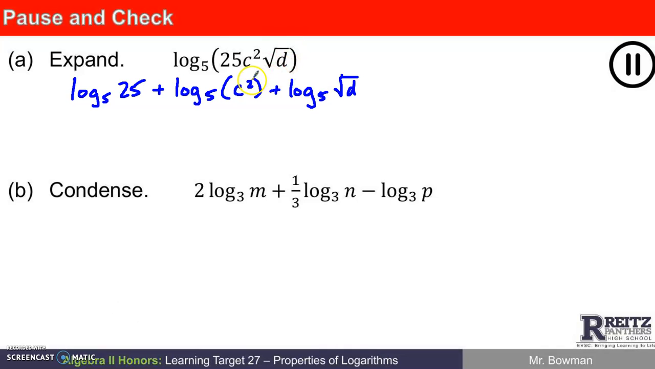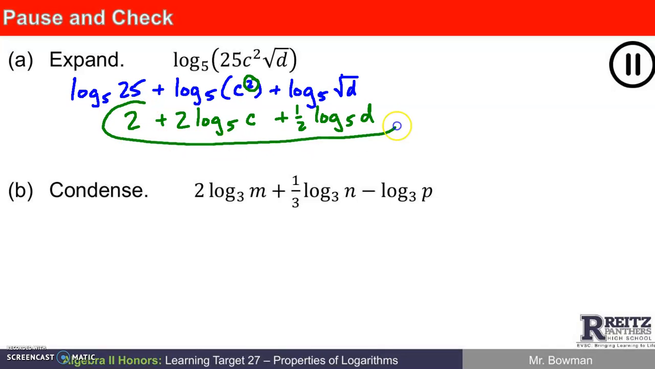I see that I could rewrite the term with a power of 2 here. Can I rewrite this also? Yeah, what power of d is the square root of d? It's the 1/2 power. So since square root of d is d to the 1/2 power, I can write this term as 1/2 log base 5 of d. This term here can be written as 2 times log base 5 of c. Is there a way to rewrite this term also? Yes, what power of 5 gives you 25? It's 2. There's our best answer on A.